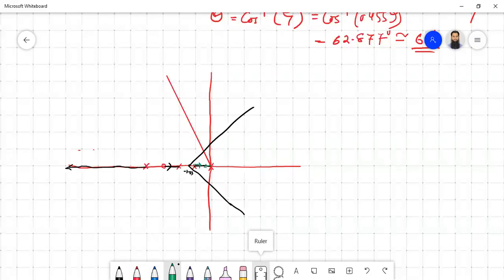Then we also calculated the breakaway point, approximately 0.4 something. So basically they will leave vertically, at 90 degrees. Then gradually they will approach our asymptotes. Okay, so something like this.